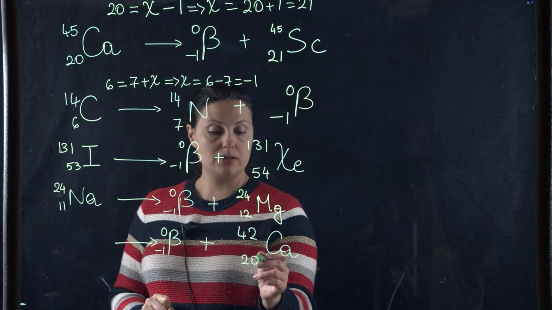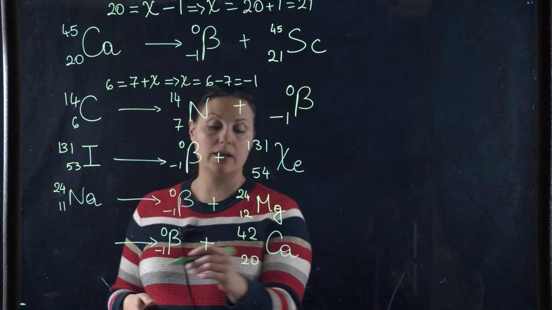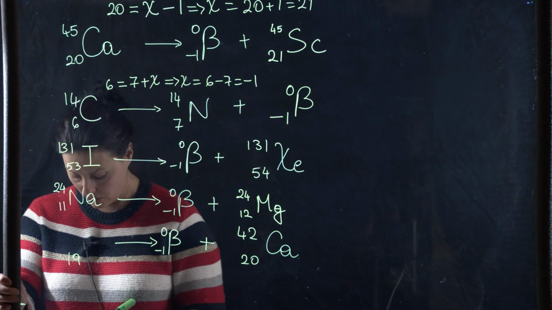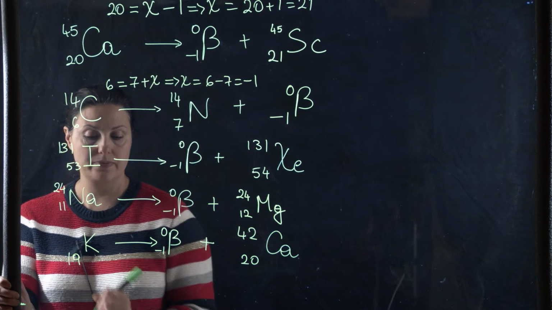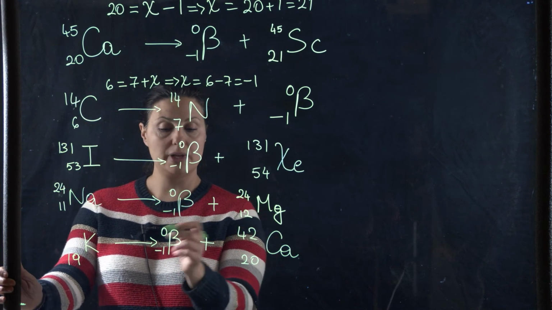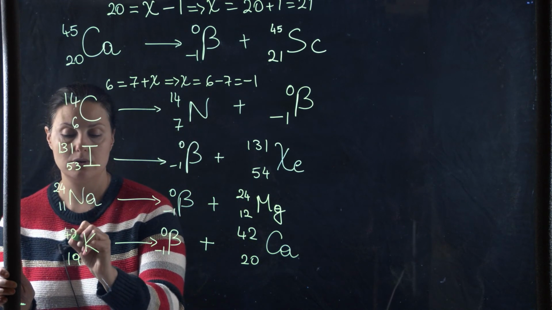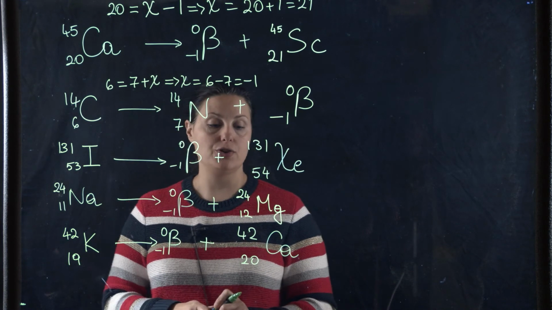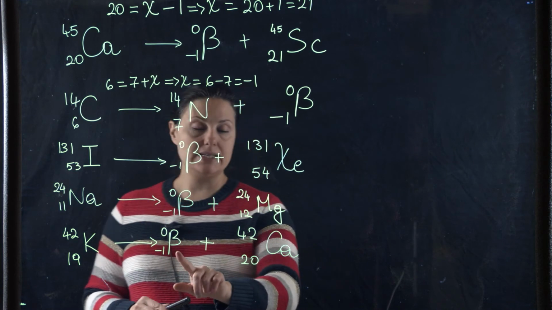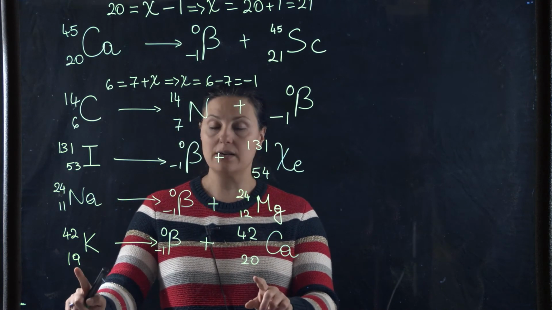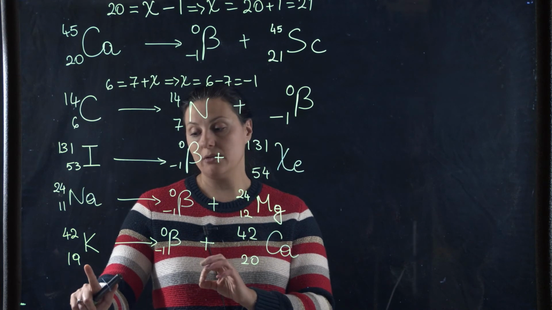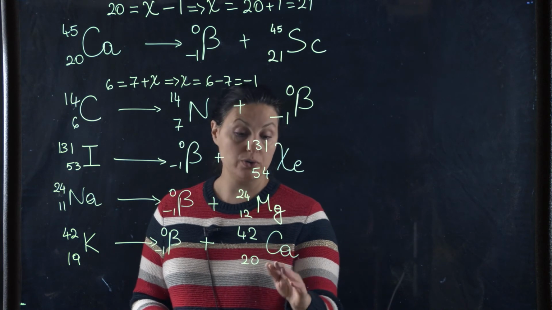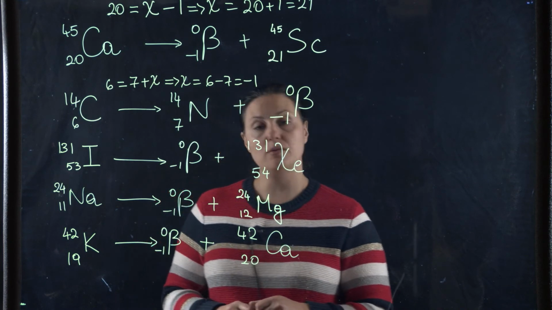Okay, and then the last problem, I have to figure out the original element, which means 20. I can do -1 plus 20, or 20 minus 1, which is 19. If I look that up, it's going to be potassium. And then 42 plus 0 is 42. It doesn't change. Therefore, this is going to be potassium 42. Remember, as I said, beta decay will always increase the Z number of the original element that decayed by 1, to produce the next nucleus in the periodic table.